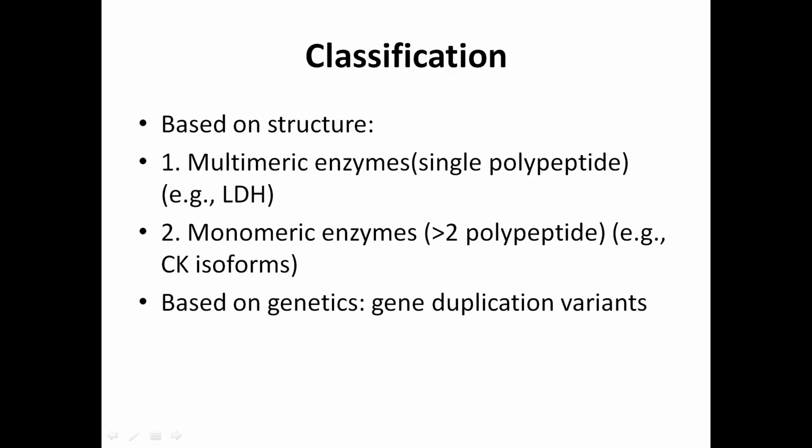Based on structure, they are classified into 2 groups: multimeric enzymes that have more than 2 polypeptide chains, for example lactate dehydrogenase, and monomeric enzymes that have only a single polypeptide chain, for example creatine kinase isoforms. Based on genetics, they are gene duplication variants.